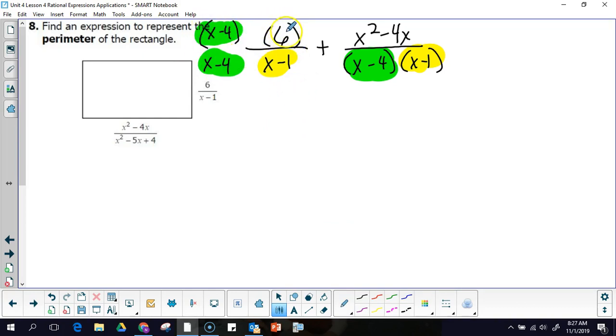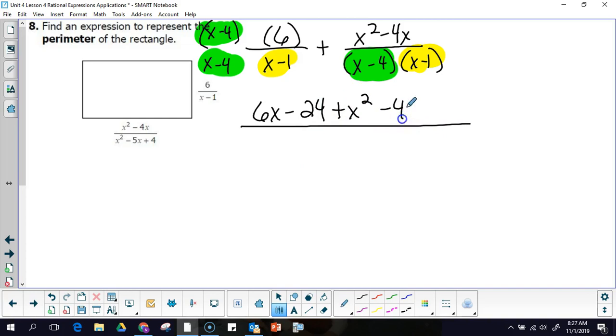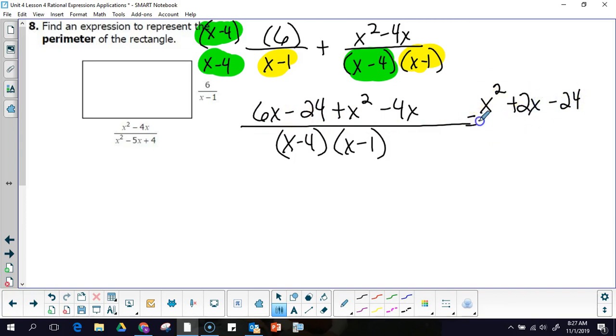Okay, so when I do that, I need to multiply the 6 times the x minus 4. That's going to give me 6x minus 24 in the numerator plus x squared minus 4x. And then I need to combine like terms. And my common denominator now is this. So let's rewrite this in standard form, and then we'll factor it. X squared plus 2x minus 24.